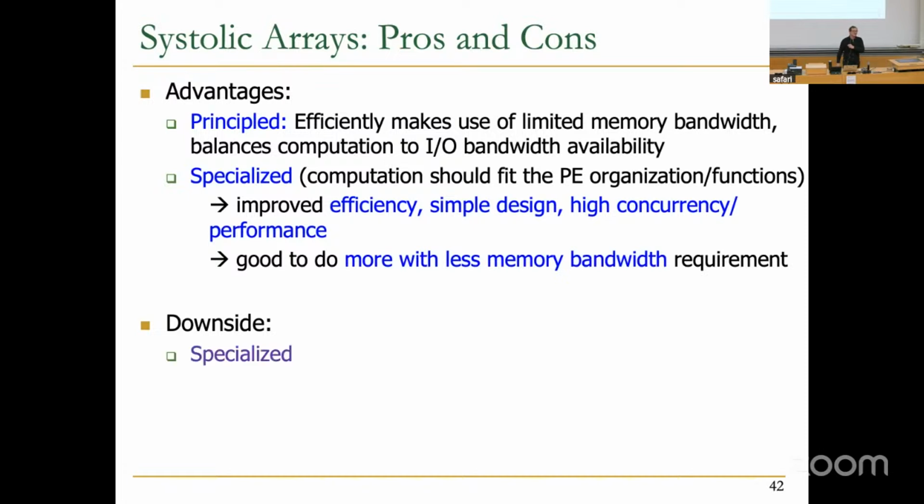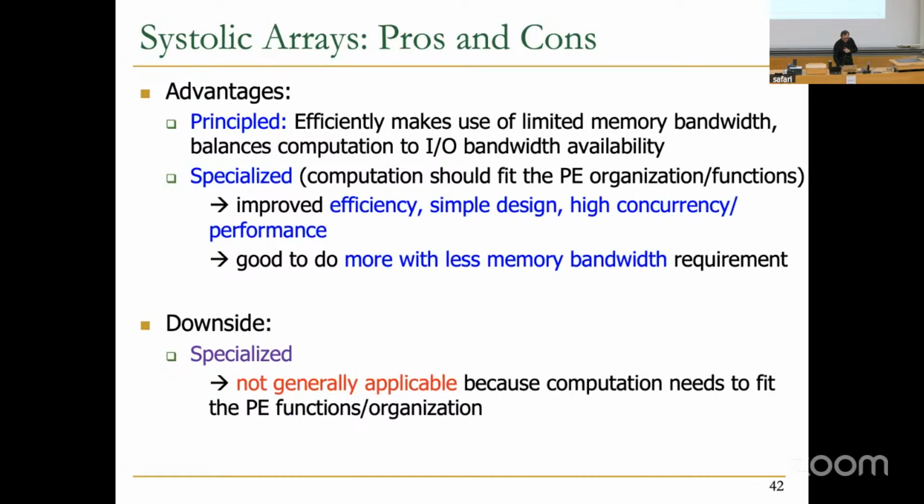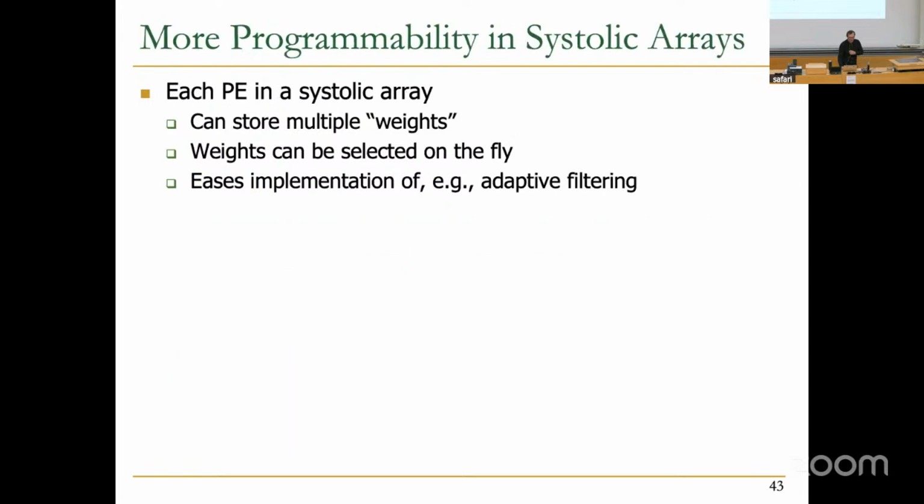Downside is also specialized. Clearly, this is not generally applicable because computation needs to fit the processing elements, functions, and organization. So you can generalize this though. You can actually have each processing element store multiple weights. Weights can be selected on the fly. You can actually do very adaptive implementations. Let me give you an example quickly.